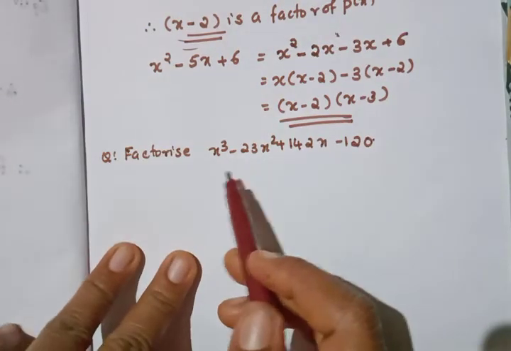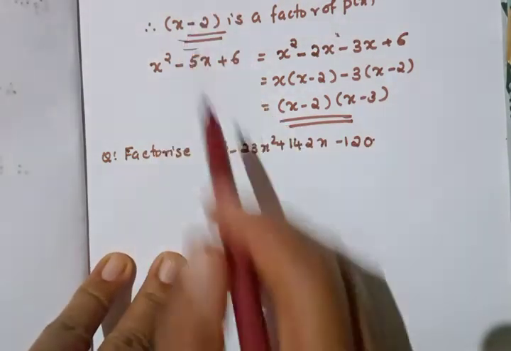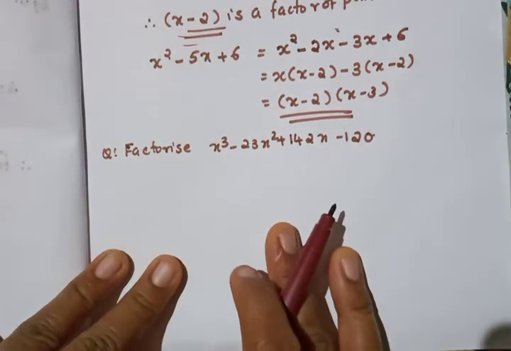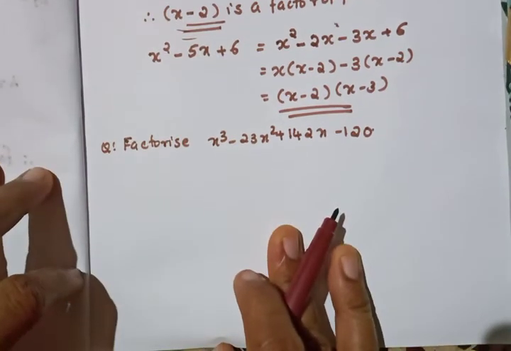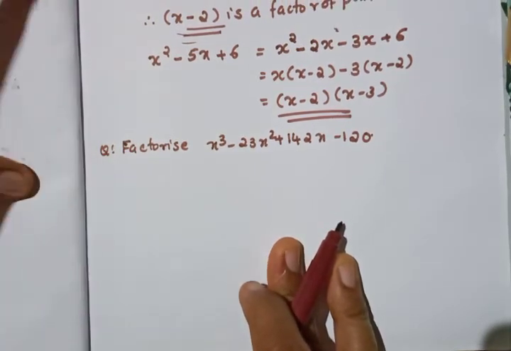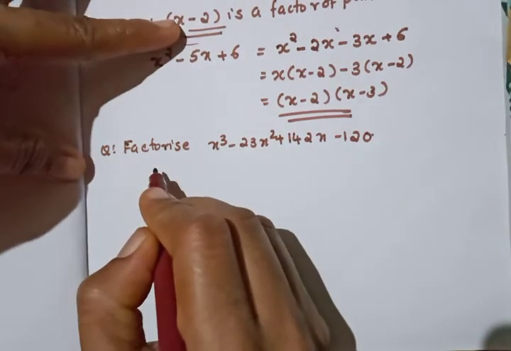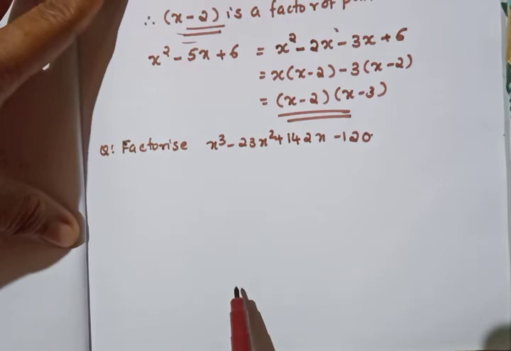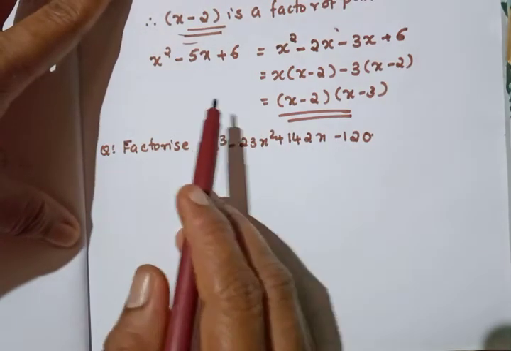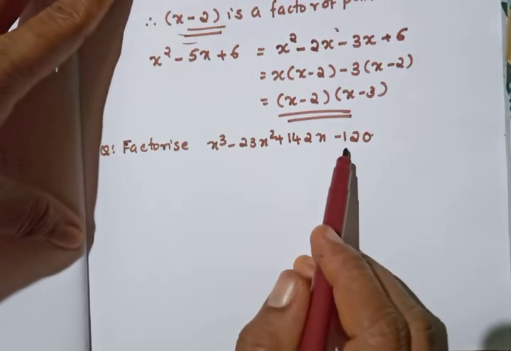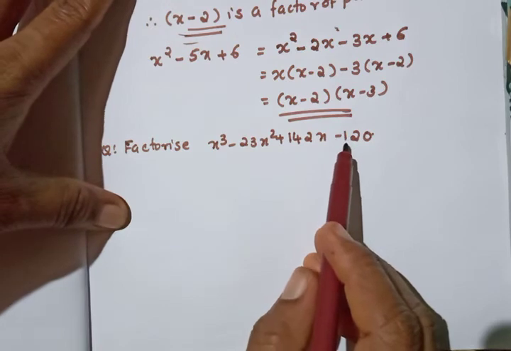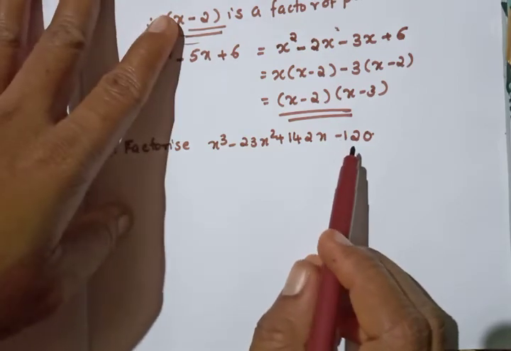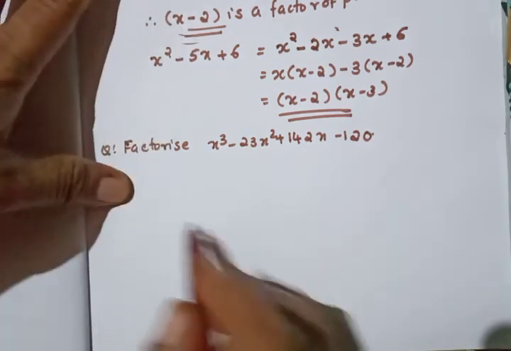So till now we dealt with a quadratic polynomial, isn't it? So I am going to give you a cubic polynomial. How do we split that? Clear? Okay. So first, same thing, we will apply factorization theorem, because we don't know how to apply splitting the middle term for a cubic polynomial. So what are the factors of minus 120? You get plus or minus 1, plus or minus 2, etc.